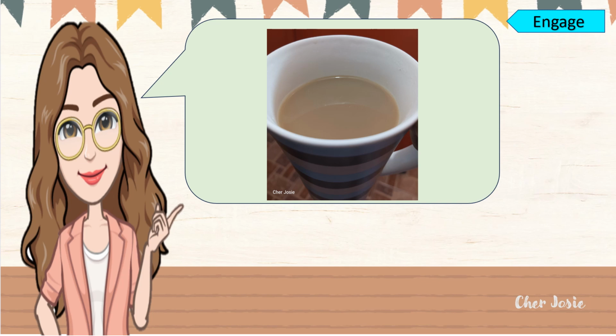Correct. What happened to the coffee powder when mixed with the hot water? That's right. What about the sugar? What happened when you stir it in hot water? Very good. Lastly, what happened to the creamer when you put it into the water? You're right.